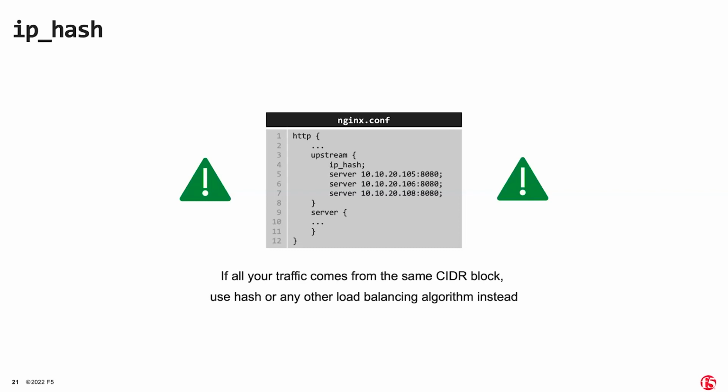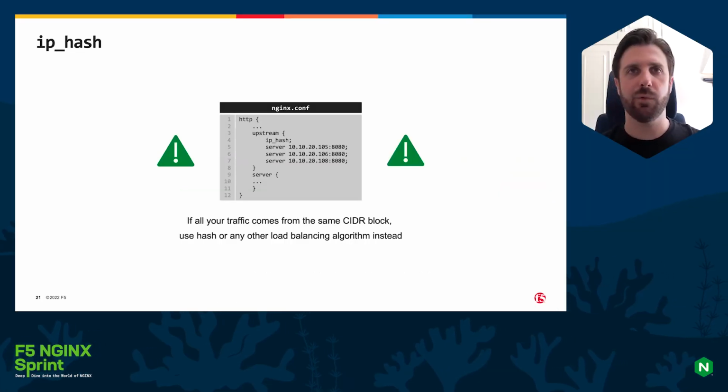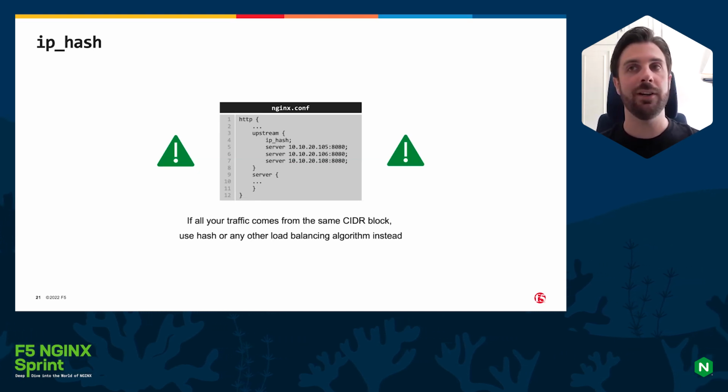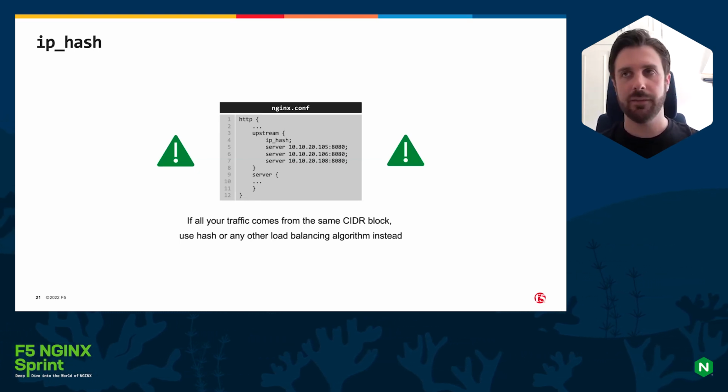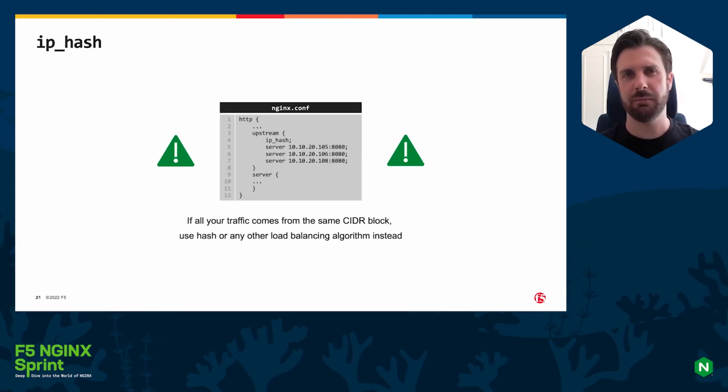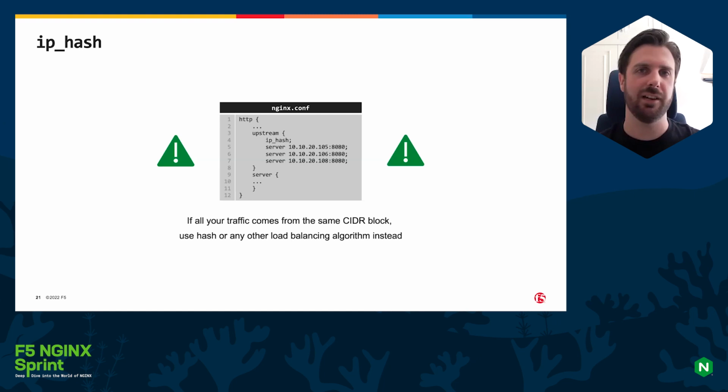Mistake number three: do not use IP hash as your load balancing algorithm if all your traffic comes from the same subnet block. NGINX only uses the first three IP blocks to calculate the IP hash, so you will end up with no load balancing. Instead, use literally any other load balancing algorithm, such as the hash algorithm.